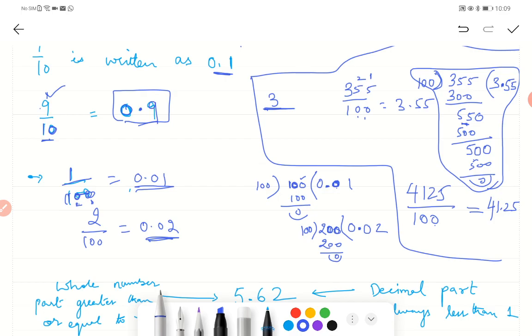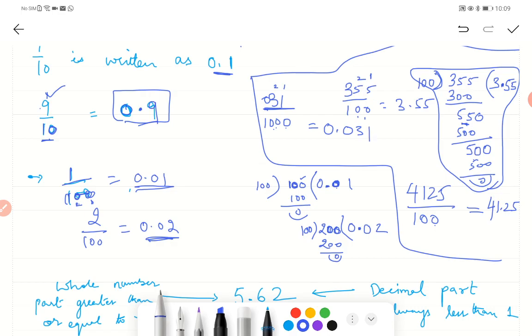Okay, suppose I take 31 divided by 1000. So I have 3 zeros in the denominator, so I need to place the point from right to left, counting 3 digits. I don't have a third digit, so I will place 0. So now my point will come here: 0.031.